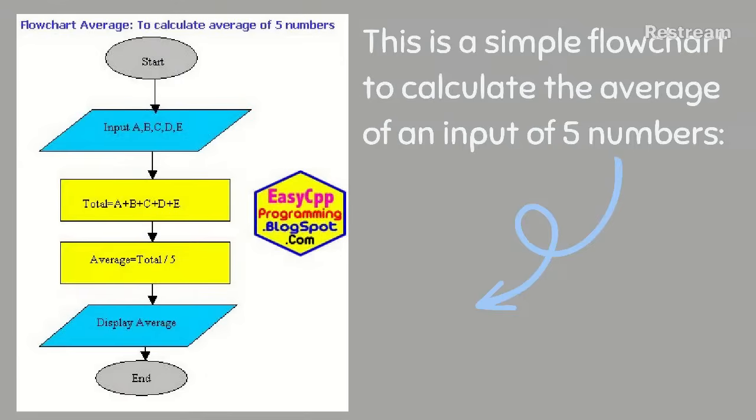Okay, so this is a simple flowchart to calculate the average of an input of 5 numbers. So maybe if you want to practice, quickly close your eyes and think, what would it look like? Well, you've got the start and the end, which are always going to be those elongated circles or those ovals.